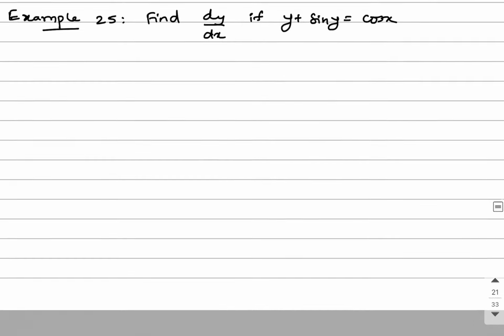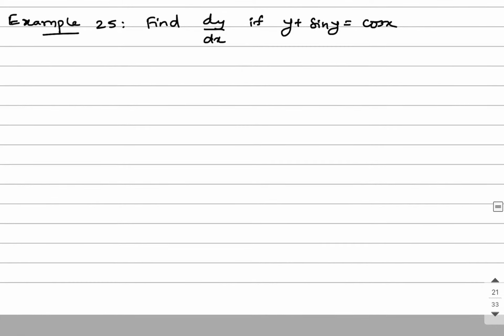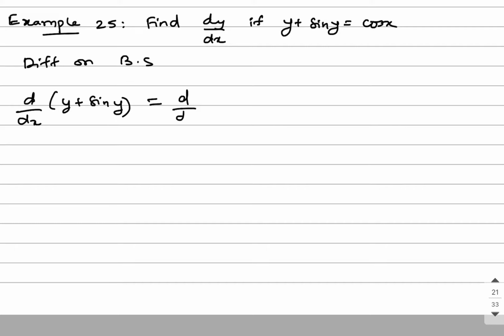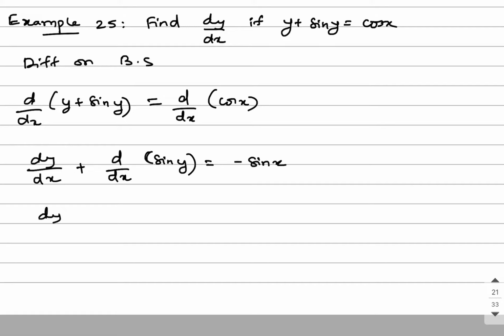Similarly, let's look at the 25th one. The 25th is find dy by dx if y plus sin y is equal to cos x. So again, differentiating on both sides, what do we get? d by dx of y plus sin y is equal to d by dx of cos x. So d by dx of y is dy by dx, plus d by dx of sin y. This will be equal to the derivative of cos x, which is minus sin x. So dy by dx plus the derivative of sin y is cos y, and here you need to follow the chain rule. It is dy by dx is equal to minus sin x.